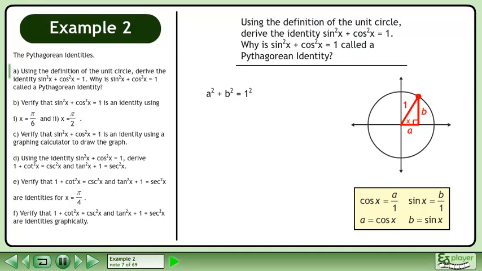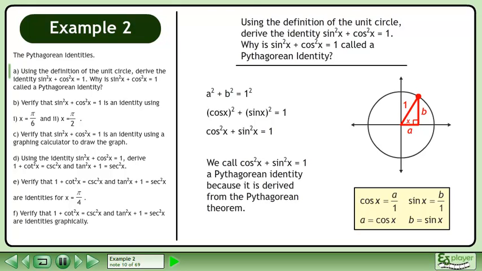Using the Pythagorean theorem, we get a squared plus b squared equals 1 squared. Replace a with cos x and replace b with sin x. This gives us cos squared x plus sin squared x equals 1. We call cos squared x plus sin squared x equals 1 a Pythagorean identity because it is derived from the Pythagorean theorem.